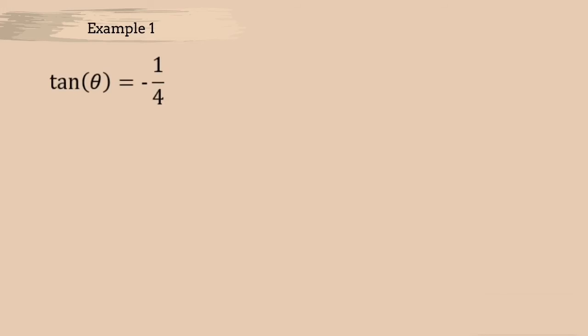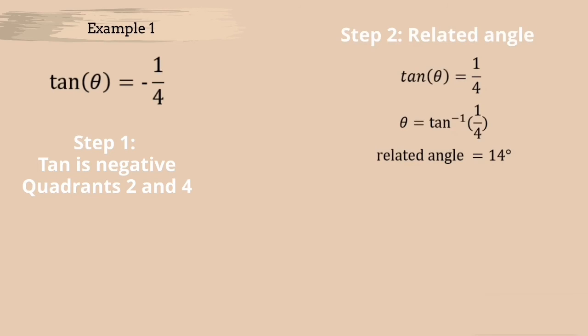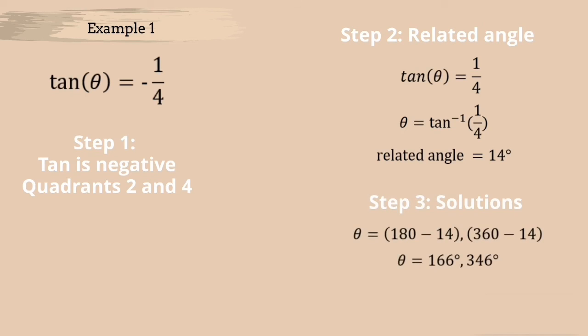Let's look at this example where tan theta equals negative 1/4. The first step is to work out the quadrants. Since tan theta equals a negative number, the angle will be in quadrants 2 and 4, as these are the quadrants where tan is negative. The second step is to work out the related angle. To do this, you do inverse tan of positive 1/4 on your calculator. You are ignoring the negative to find the related angle. You should get 14 degrees.